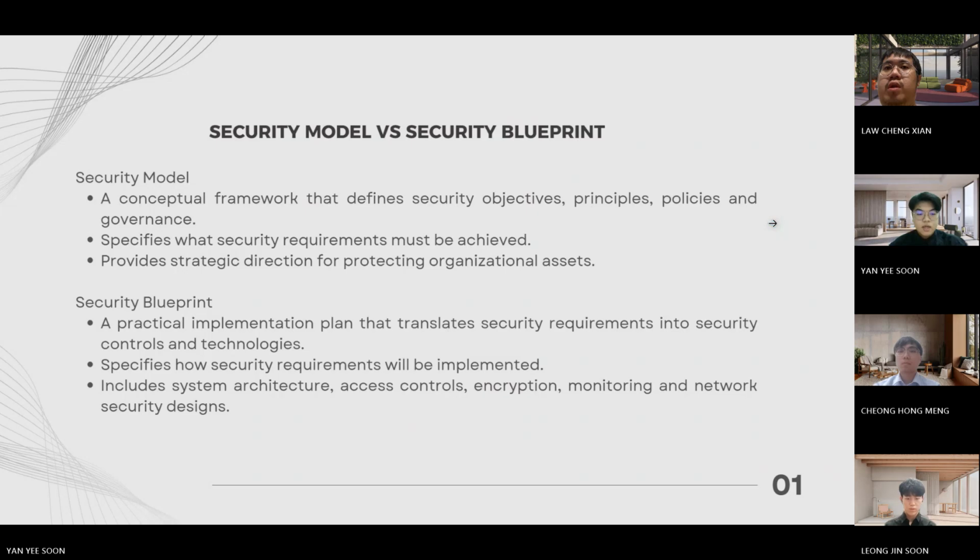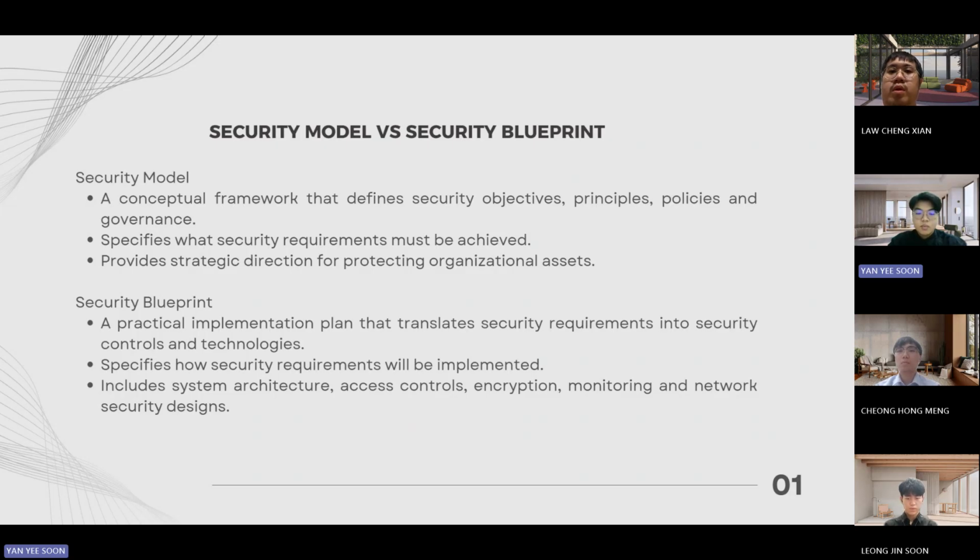So today I will explain the difference between a security model and a security blueprint. A security model is a high-level conceptual framework that defines an organization's security objectives, policy, principles, and governance structure. It focuses on what security requirements need to be achieved to protect information and organization assets.